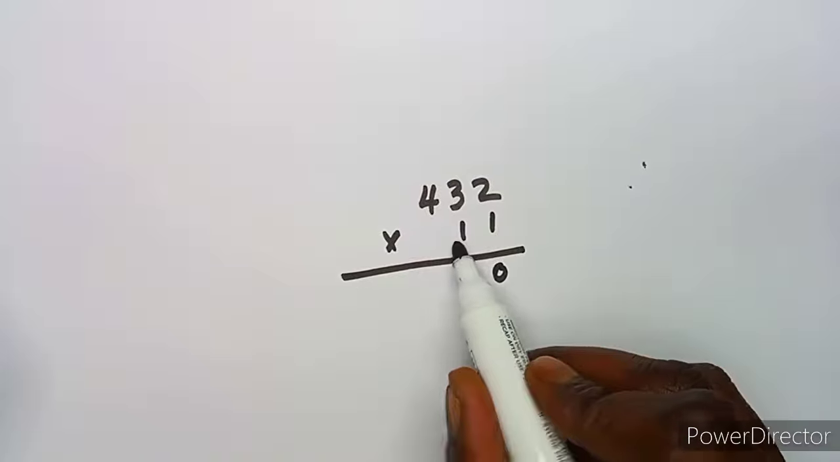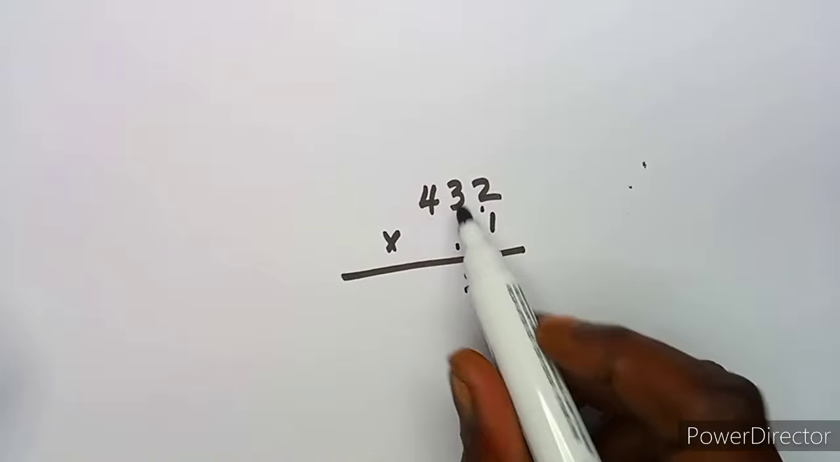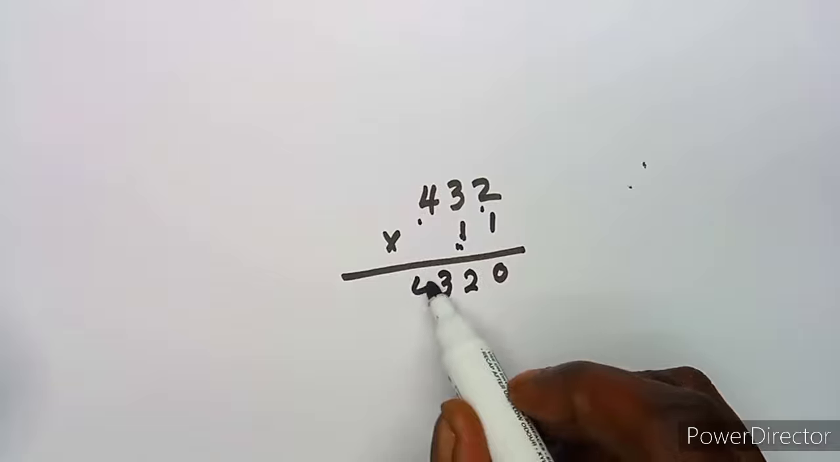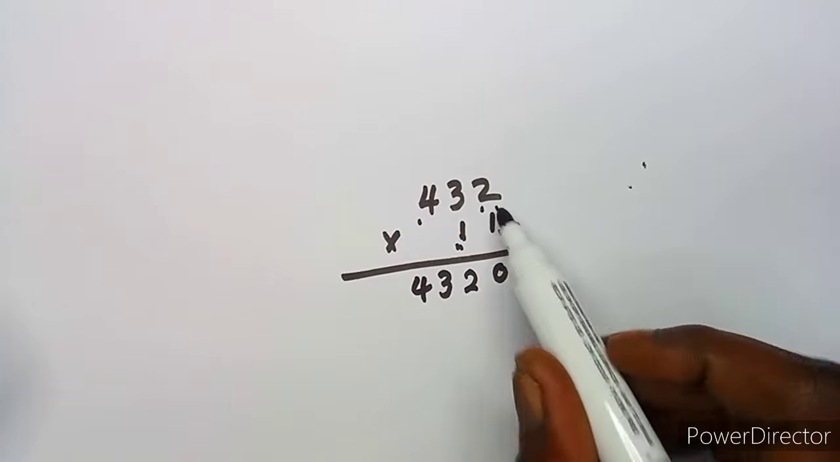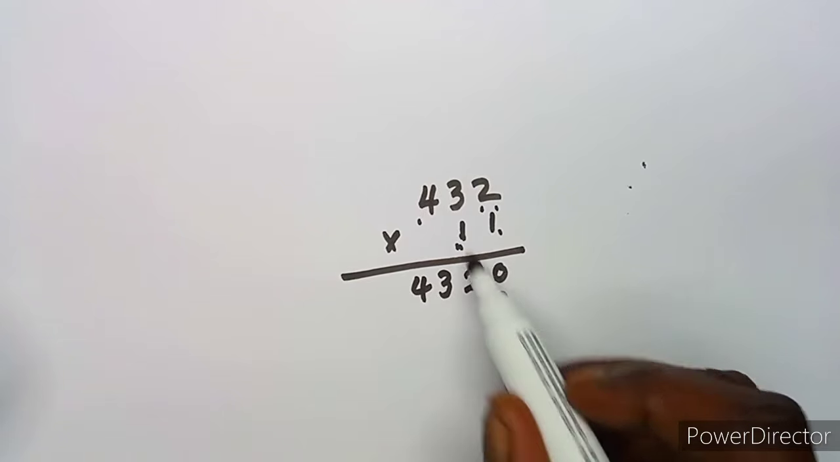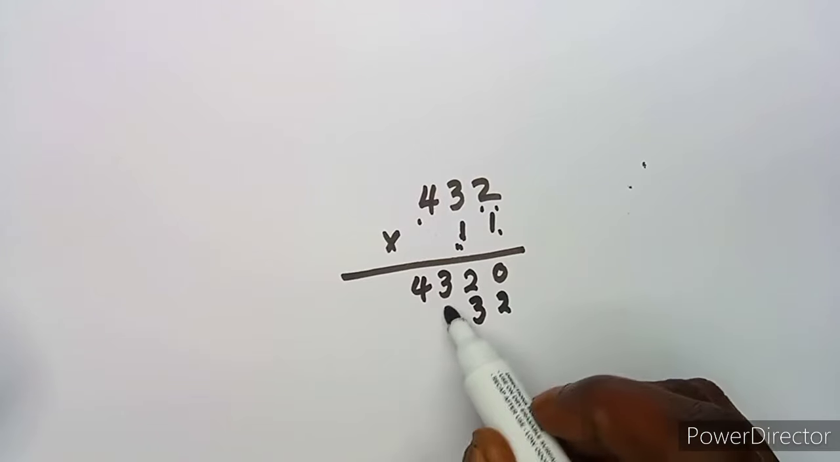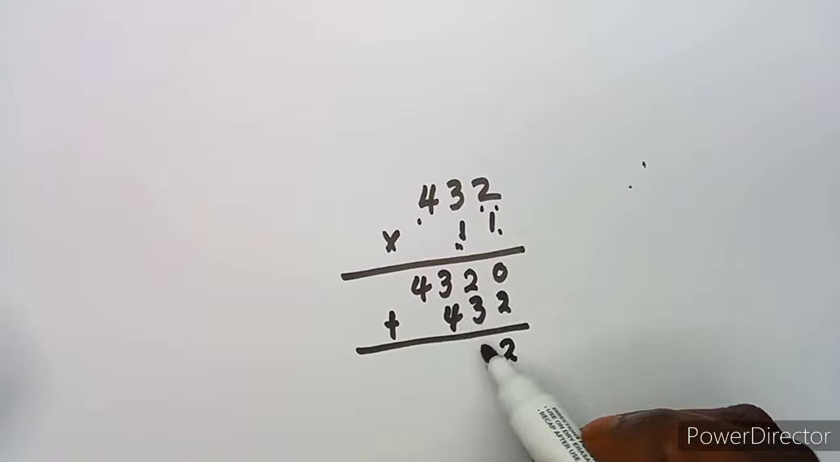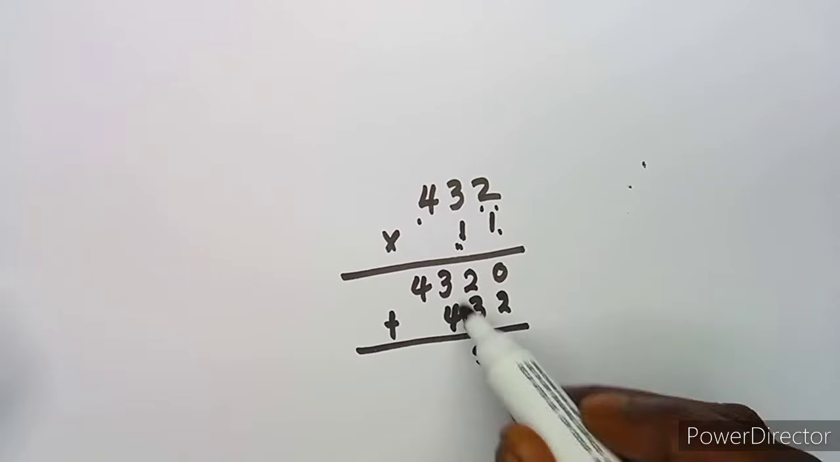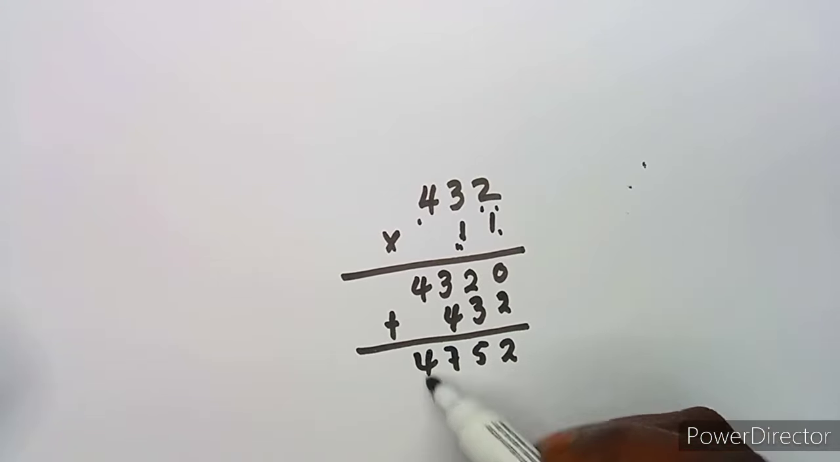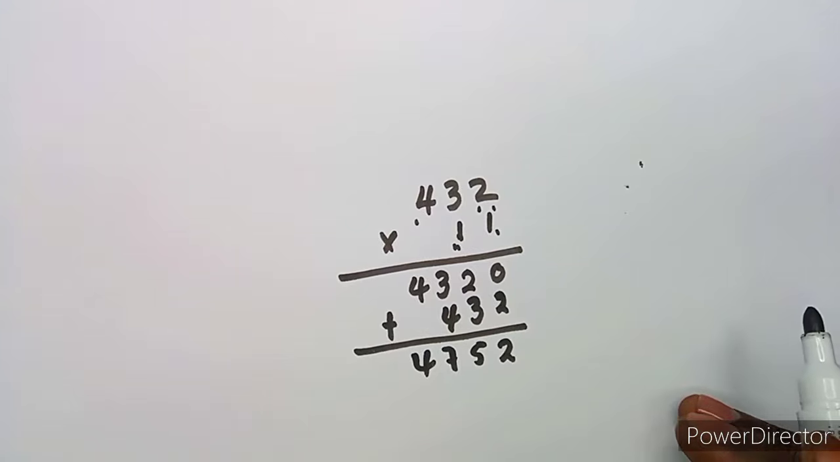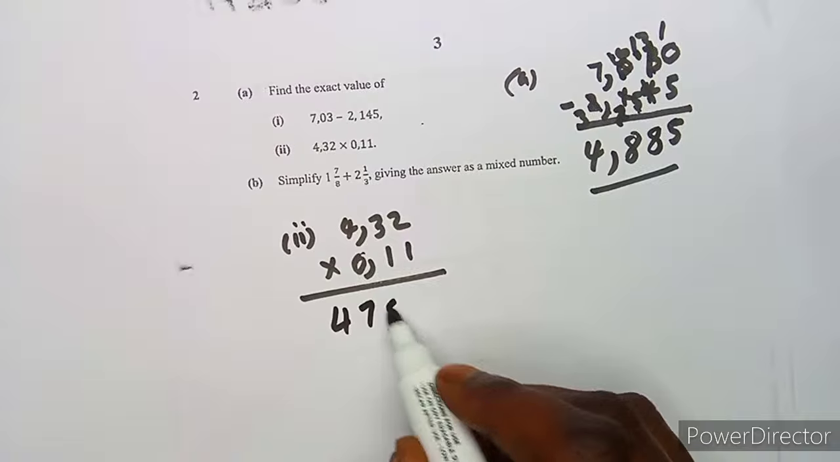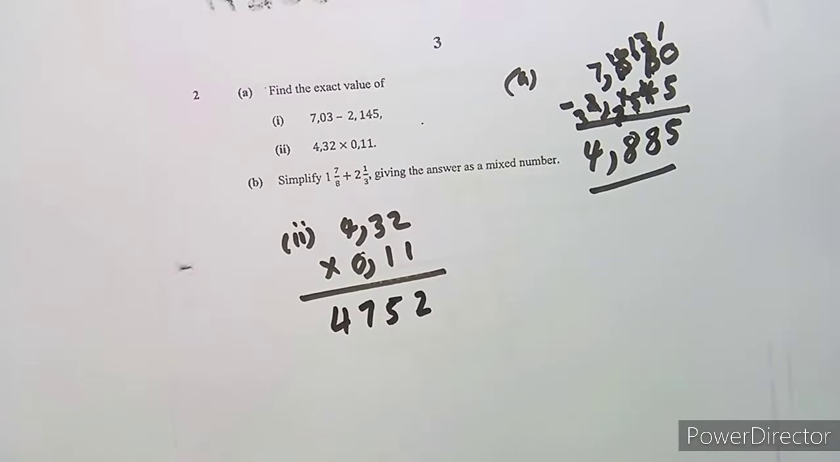So 0 is a placeholder. That's 1 times 2, 1 times 3, which is 3, and this is 4. You are done with 1. You move on to this 1 times 2, which is 2, times 3, which is 3, times 4, which is 4. Definitely I have to add, which is 2, 5, 7, 4. All right, I think this is it, guys. 4752. So this is what you're obtaining after multiplying.